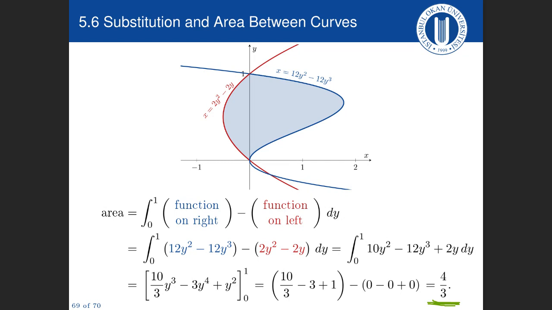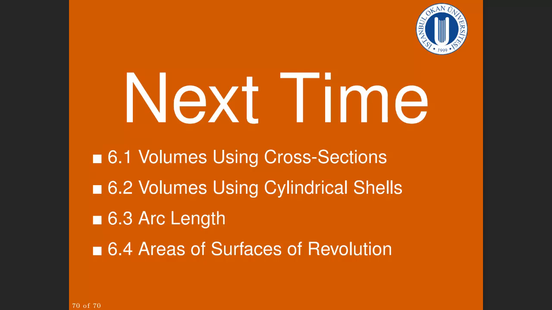And that's all I have for this week's lesson. That is the end of chapter 5. Next week, we're going to talk about all of chapter 6. We'll do volumes using cross sections, volumes using cylindrical shells, arc length, and areas of surfaces of revolution. Are there any questions?